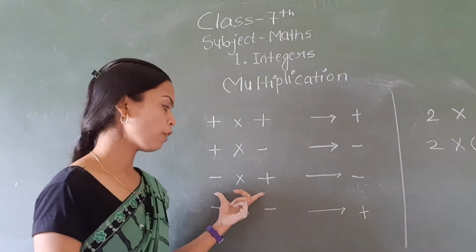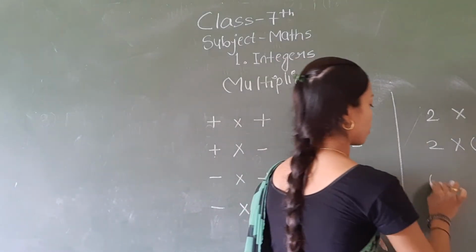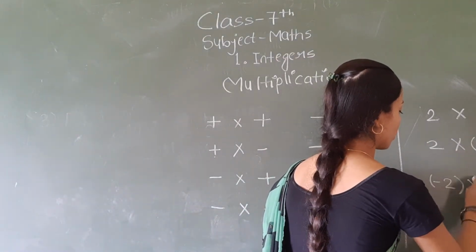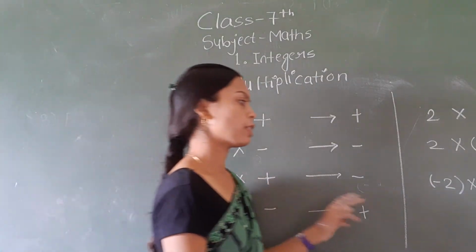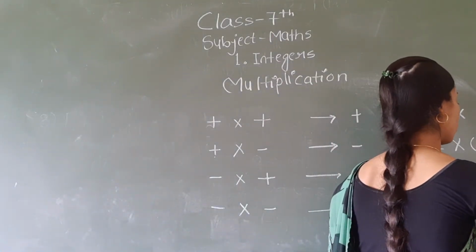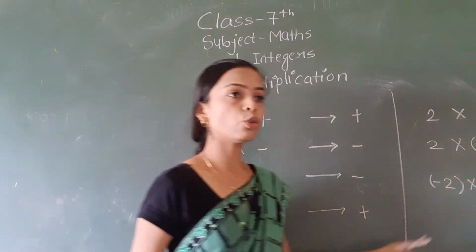Now in the next one, suppose you multiply minus 2 with 3. Your answer is minus 6, because 2 into 3 is 6 and your answer is a negative integer.